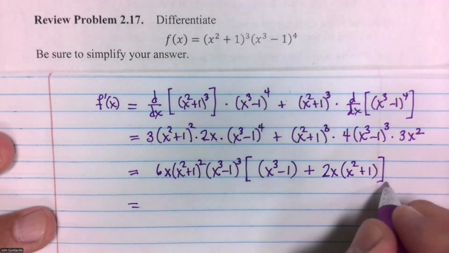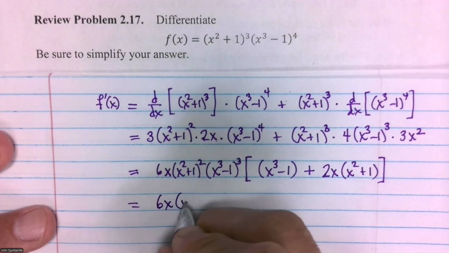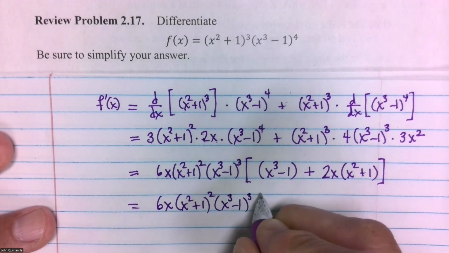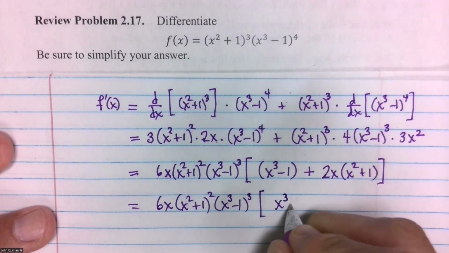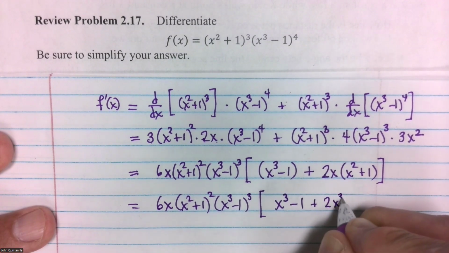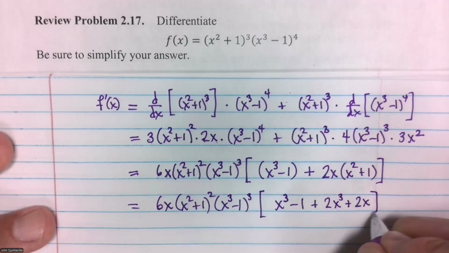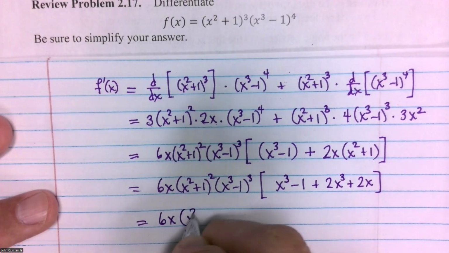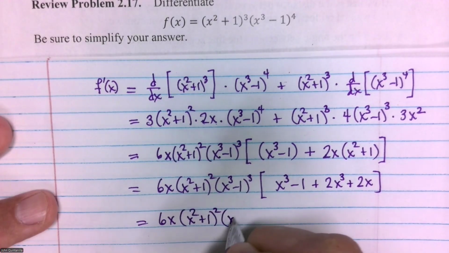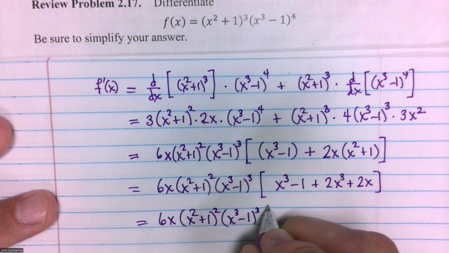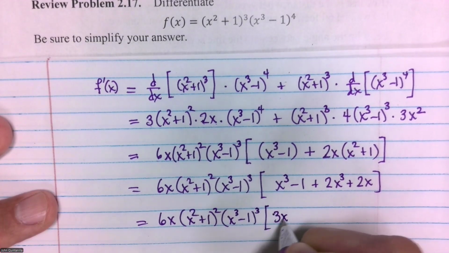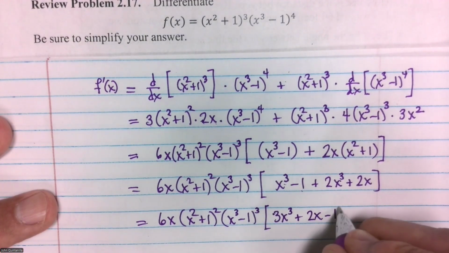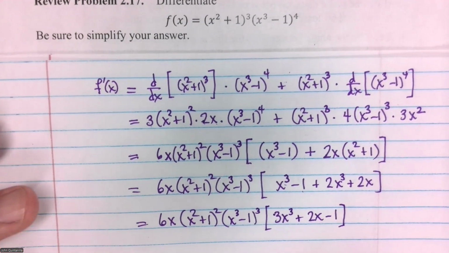Okay, so now we just have to simplify the thing in brackets. 6x, x squared plus 1 squared, x cubed minus 1 to the third, and the thing in brackets will be x cubed minus 1 plus 2x cubed plus 2x. And so that's equal to 6x, x squared plus 1 squared, x cubed minus 1 to the third, times 3x cubed, combining the first and third terms. The last term is 2x, and then minus 1. And so that is the simplification of the derivative.